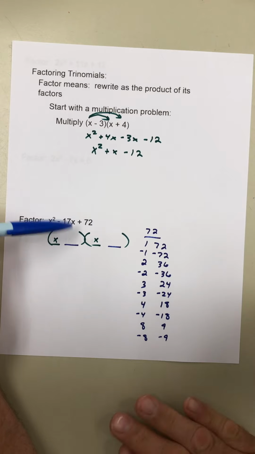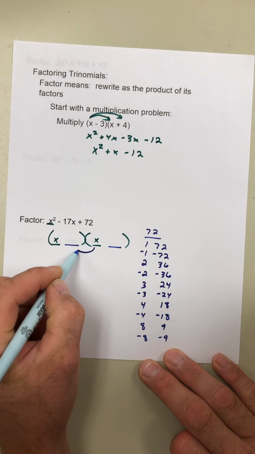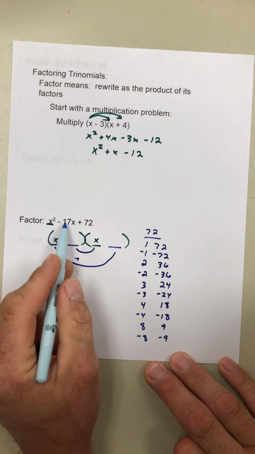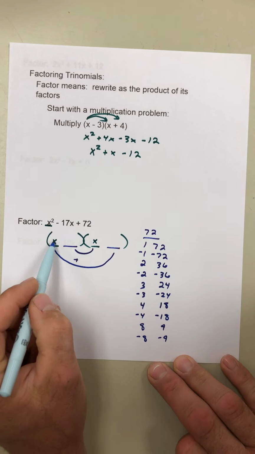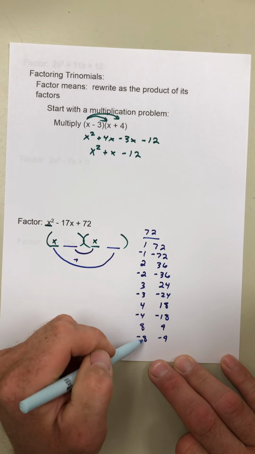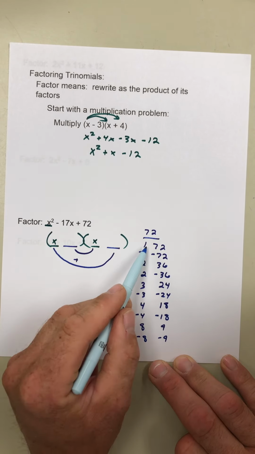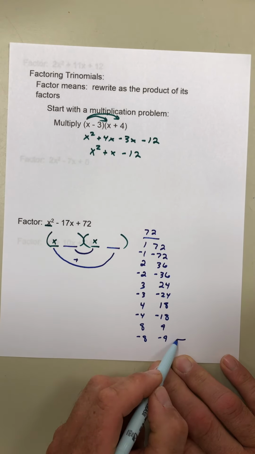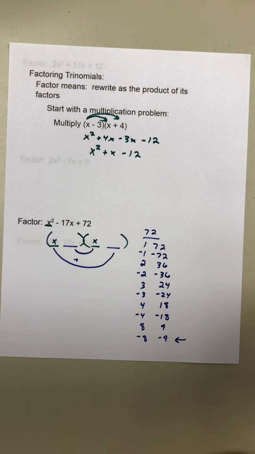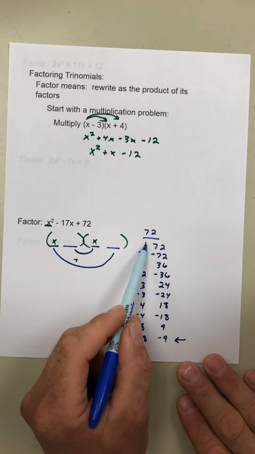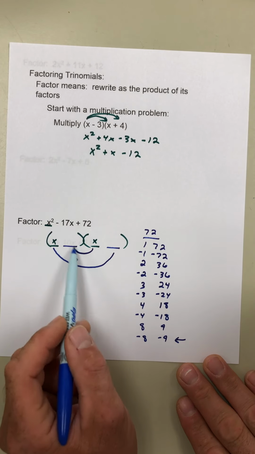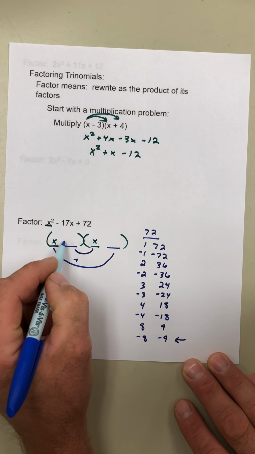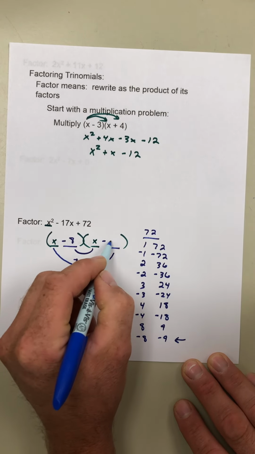Well, remember, if I multiply the inside two together and the outside two together and then add them, it's got to give me negative 17. If I multiply any of these by x, I just get the number with x. So I'm looking for two of these numbers that add to give me negative 17. It looks like the very last set is going to do that. If I add 1 and 72, it gives me 73, not what I want. Down here, negative 8 plus negative 9 gives me negative 17. So I get negative 8 and negative 9.